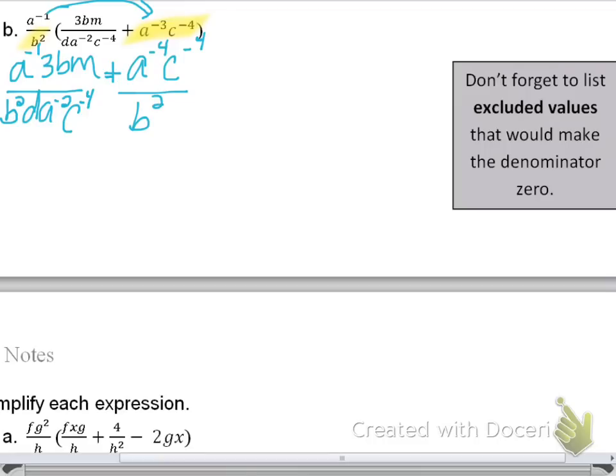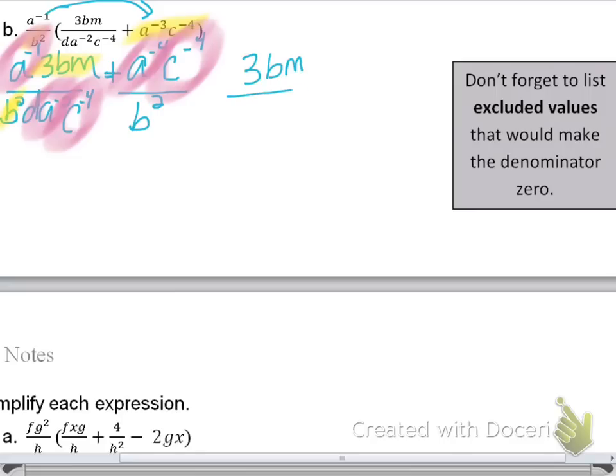Okay, so our next step is to move our negative exponents. So we have one here, we have a to the negative second, c to the negative fourth, a to the negative fourth, c to the negative fourth. So those are the ones we need to flip. So we have on the top, 3bm is staying the same. Maybe I should highlight that in yellow. And on the bottom, b squared is staying the same.